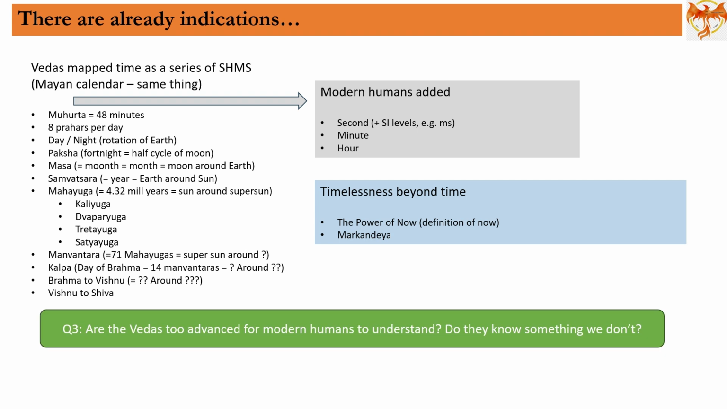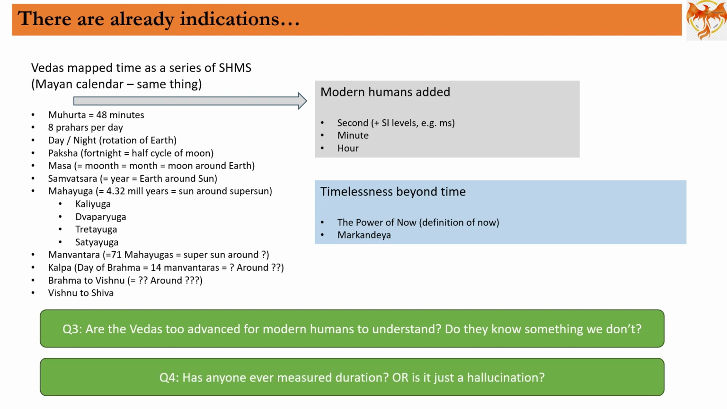So the question is, are the Vedas too advanced for us to understand? Because we don't exactly know what their origin is and what the ideas they're posing to us. Basically, the question is, do they know something that we do not? Similarly, has anyone ever measured duration, or is this just a hallucination? Right. So these are some interesting questions. Also, I'd like to know if there are similar references in the Quran or the Bible, which talk about there being no such thing as duration.